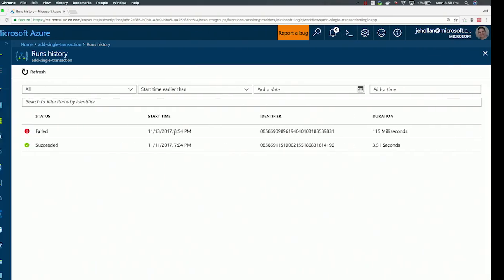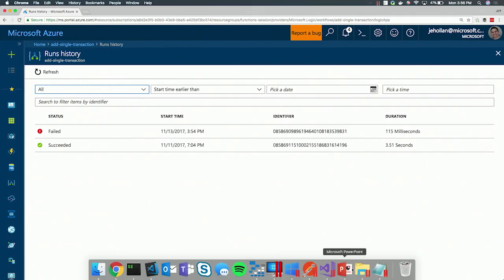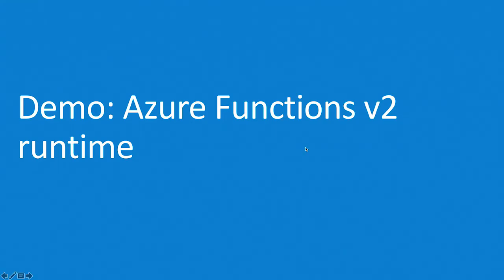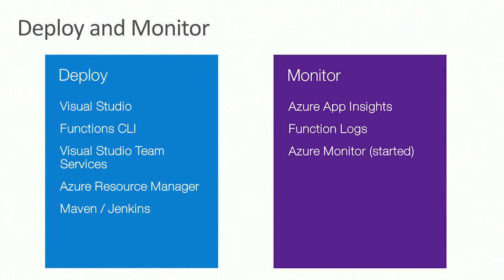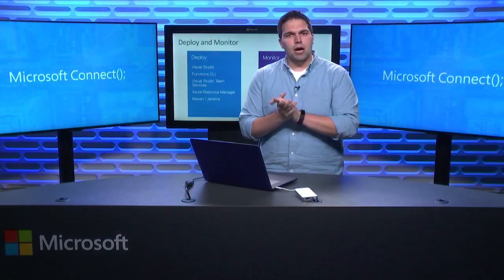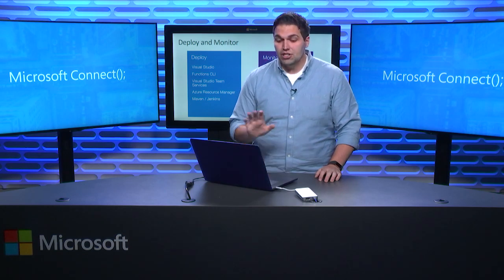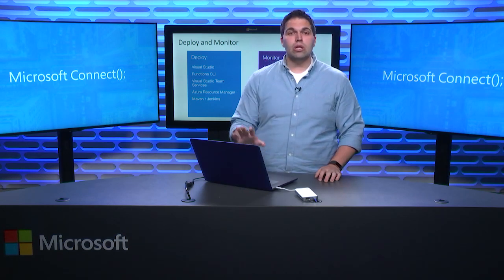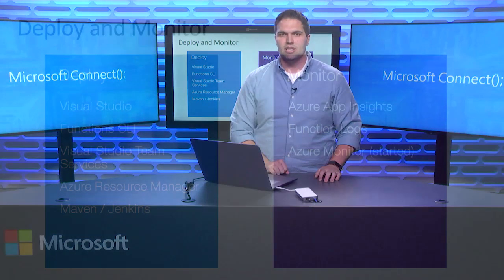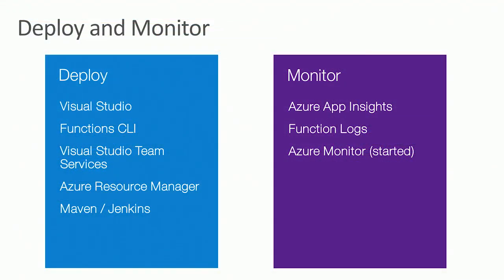So that's a quick run through of some of the different tools that we have to help you in building those Azure functions in a number of different tools. So for the next part, as we kind of finish up on this walkthrough of Azure functions and the different ways that you can build them, I do want to talk about some of the ways that you can deploy and monitor these functions. So we have a bunch of different options for you to do that.